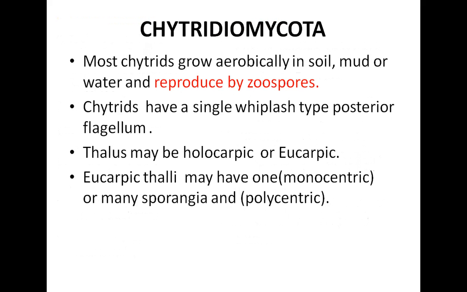This has been repeated. Chytridiomycota: most chytrids grow aerobically in soil, mud or water and reproduce by zoospores. Zoospores are the most important characteristic of chytrids. Chytrids have a single whiplash type of posterior flagellum. Thallus may be holocarpic or eucarpic. In a holocarpic thallus, the complete body is converted into reproductive structures, whereas in eucarpic, only a part of the thallus is converted into reproductive structures. Eucarpic thalli may have one, which is called monocentric; if many, polycentric.